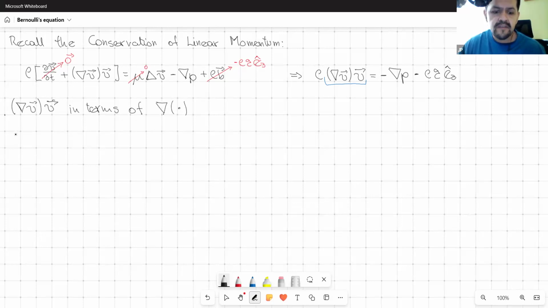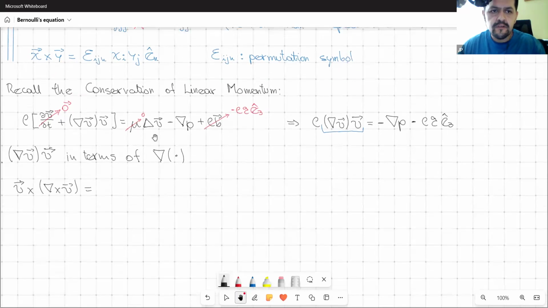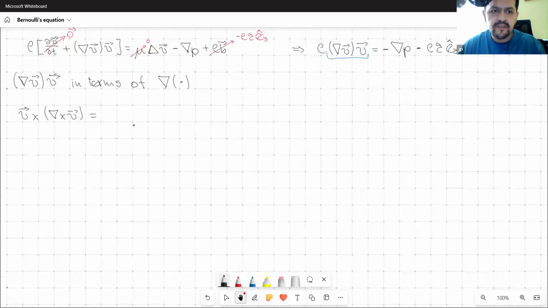Okay? And we'll start with a simple calculation and ask: what is the cross product of v with the curl of the velocity? Using the notation we just mentioned, for the cross product between two vectors, we know that this is the permutation symbol epsilon ijk times the ith component of this vector times the jth component of this vector times the unit vector e_k hat.